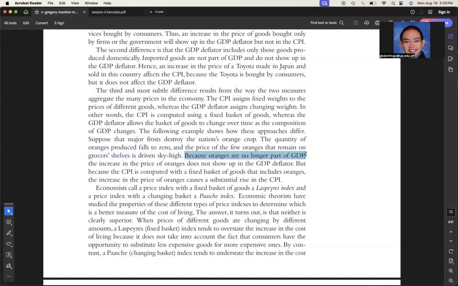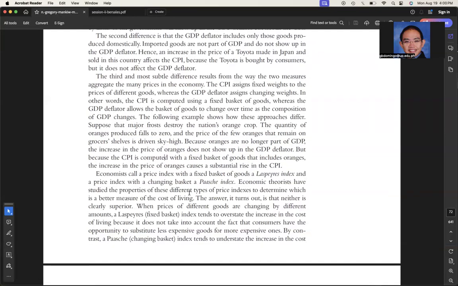However, because oranges become a smaller part, or may no longer even be part of GDP, the increase in the price of oranges does not show up in the GDP deflator. But because the CPI is computed with a fixed basket of goods that includes oranges, the increase in the price of oranges causes a substantial increase in the CPI.